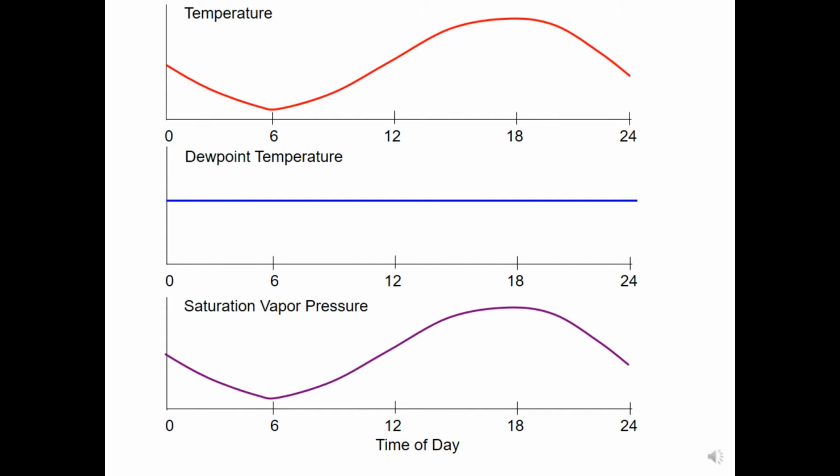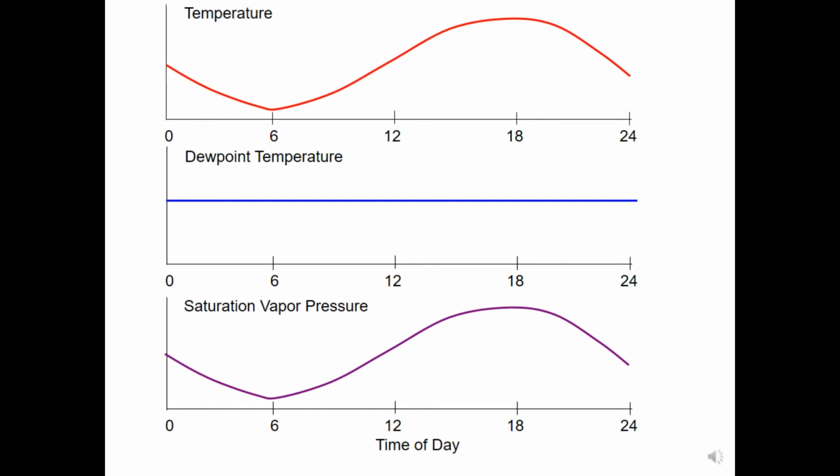So here we have three variables as a function of time of day. Temperature typically is minimum around sunrise, let's just say it's 6 o'clock in the morning, and typically is maximum in the afternoon, in this case 3 to 4 or 5 p.m. So you have the sinusoidal change in temperature throughout the day.